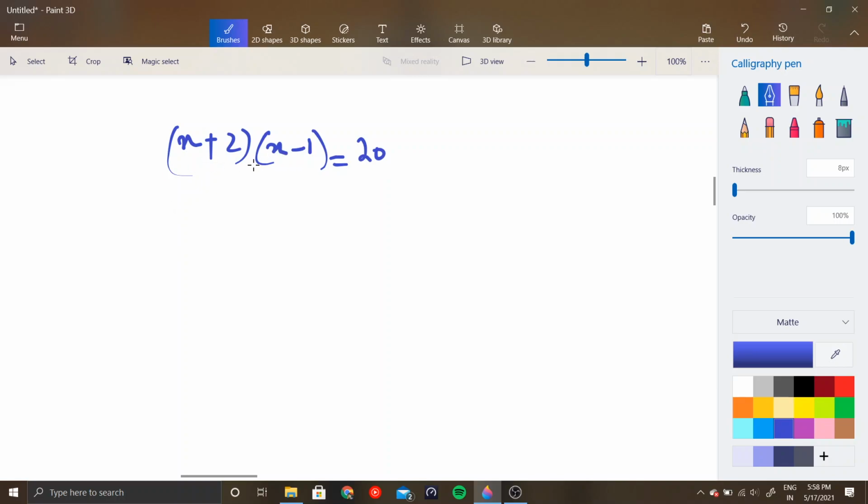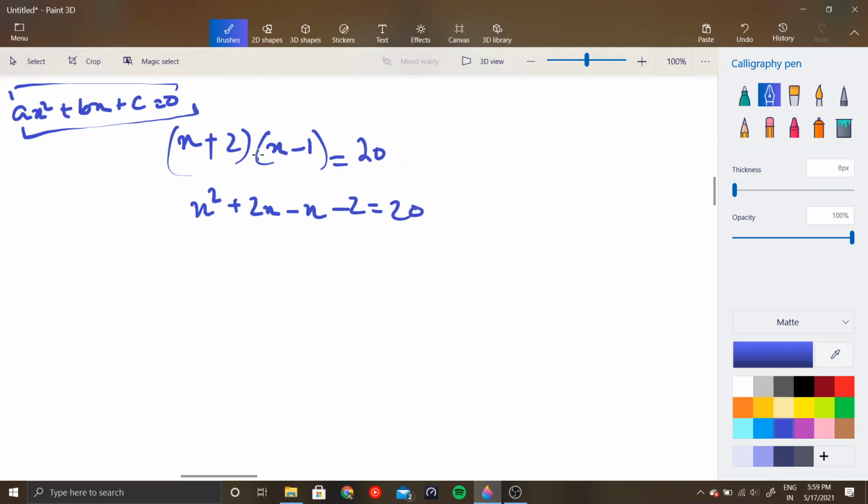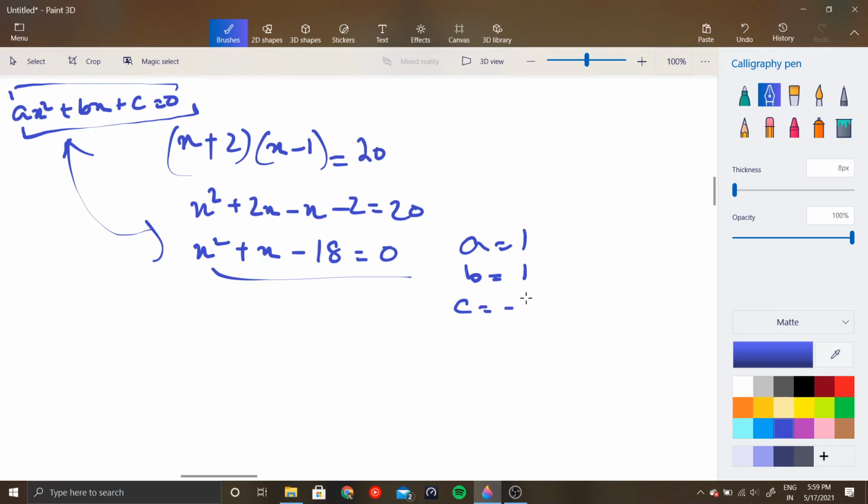Okay. So first, what we'll do, we will bring it to ax square plus bx plus c equal to 0 form. Right. Any quadratic equation sum, first bring it to this form, and then you can easily solve it. Okay. So just break this: x square plus 2x minus x minus 2 equal to 20. Correct? So you will have x square plus x minus 18 equal to 0. So here you have it, right? It is of this form. Now identify a, b and c. A is 1 here, b is 1 here, c is minus 18 here.